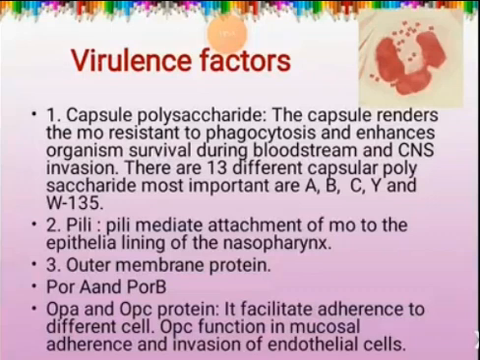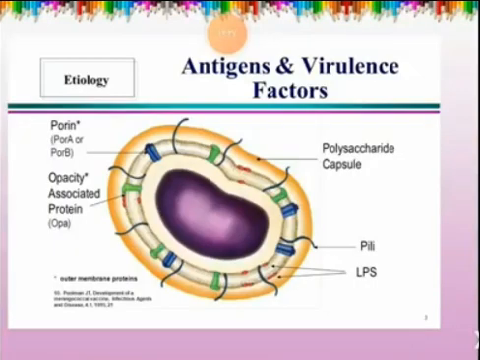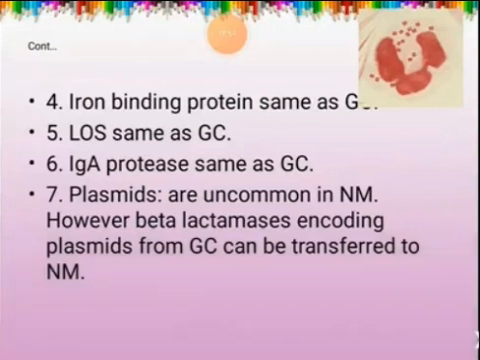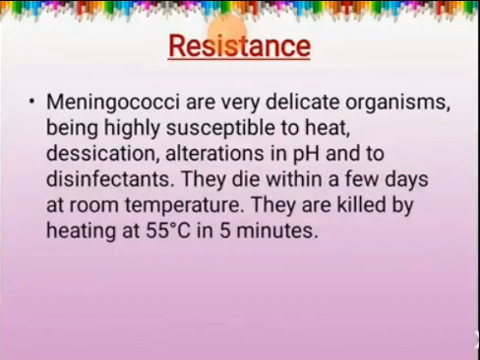The other important virulence factor is the pili, which mediate the attachment of the microorganism to the epithelial lining of the nasopharynx. The third virulence factor is the outer membrane proteins, Por A and Por B. In Neisseria gonorrhea, there is only Por B. There are other outer membrane proteins like Opa and Opc proteins, which facilitate adherence to different cells and mucosal adherence, and invasion of endothelial cells. Iron binding protein, lipo-oligosaccharide like the gonococcus, IgA protease, and plasmid are all other common virulence factors. Plasmids are uncommon in Neisseria meningitidis. However, beta-lactamase encoding plasmids from gonococcus can be transferred to Neisseria meningitidis.